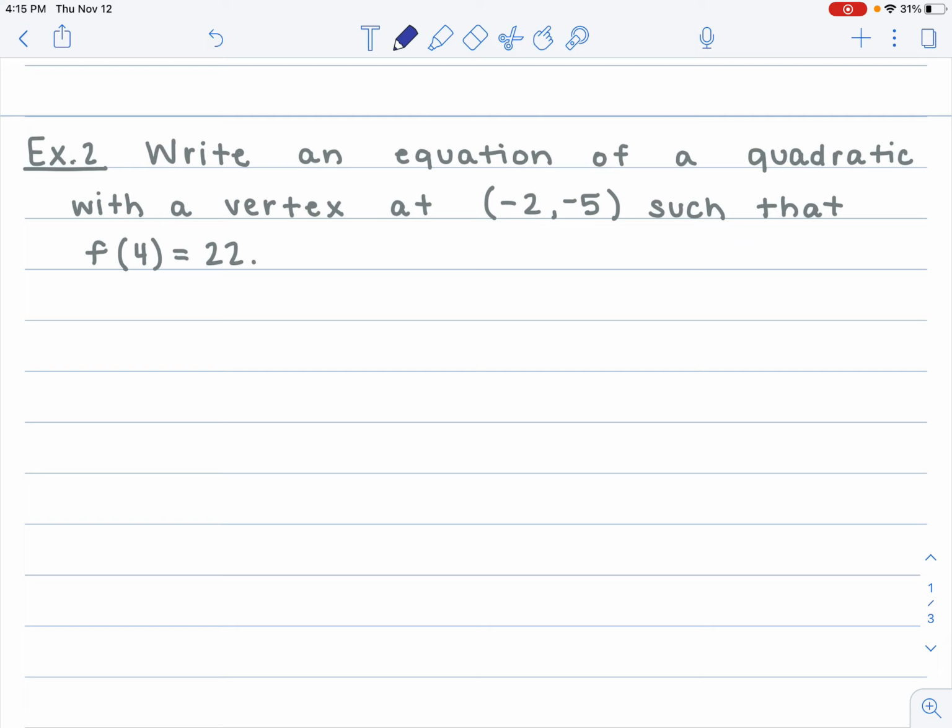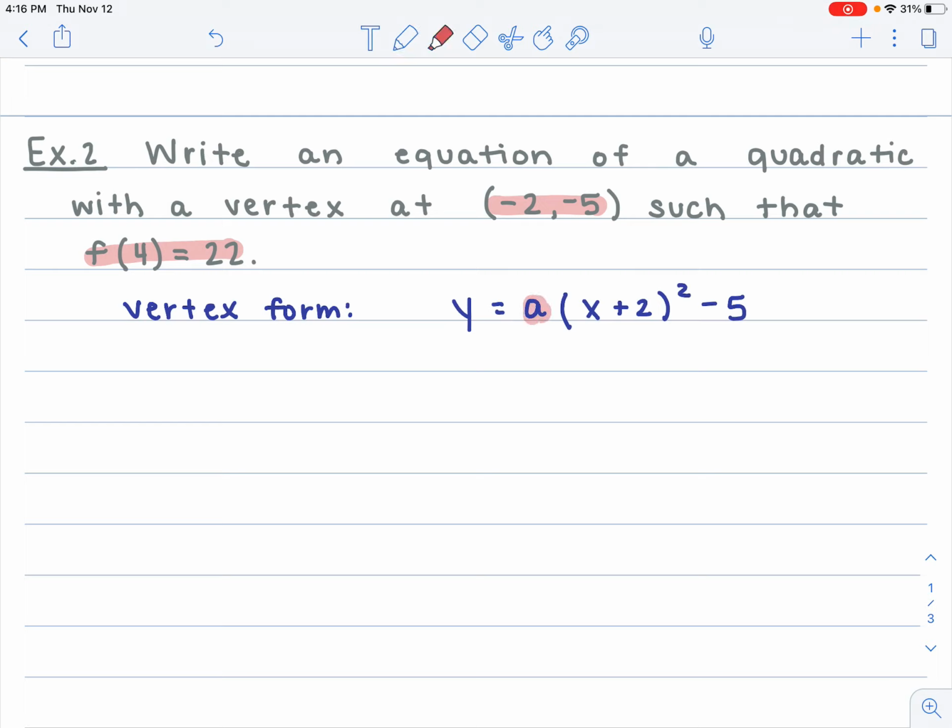Now we're also going to do a problem where we're going to write an equation of a quadratic. We're going to write it in both vertex form and standard form here. It tells us that we have a vertex of (-2, -5), and that it has to go through the point f of 4 equals 22. So what I do first is put it into vertex form as much as I can. So this would be y equals, I don't know what my stretch is, so I'm going to say just a. I have -2, so I'd be going to the left 2, so (x plus 2) squared. And -5 means that I went down 5, so minus 5.